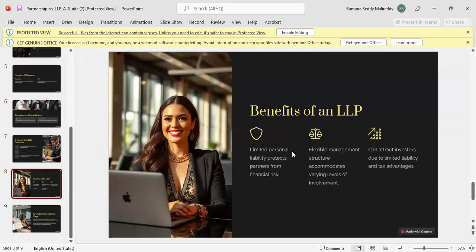Benefits of an LLP. The major benefit is the limited personal liability, which protects partners from financial risk. Flexible management: this flexible management structure accommodates varying levels of involvement. LLPs can attract investors due to limited liability and tax advantages.